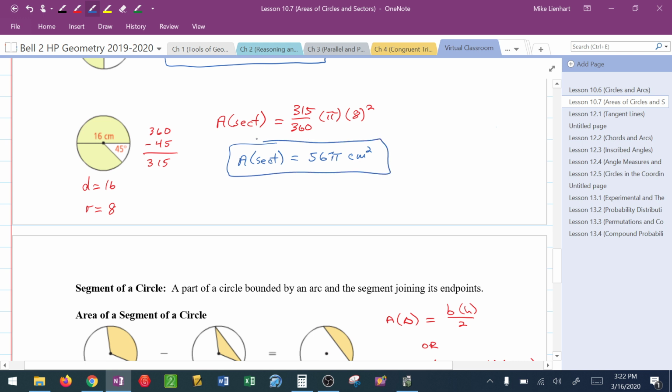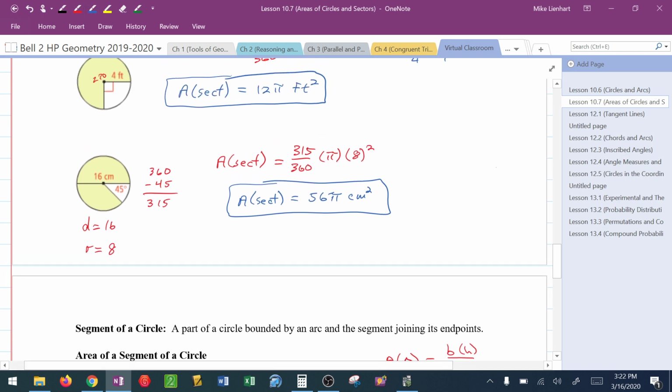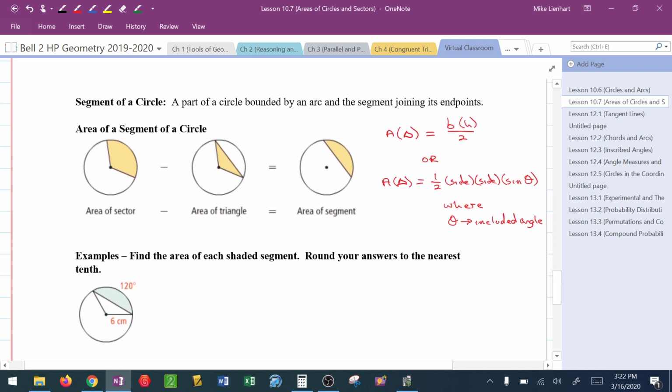All right. So far we've talked about the area of a circle. Now we split it and said, what about a fractional part of that? That's called the area of a sector. And the third thing that we have to do is find what is called the area of a segment of a circle.